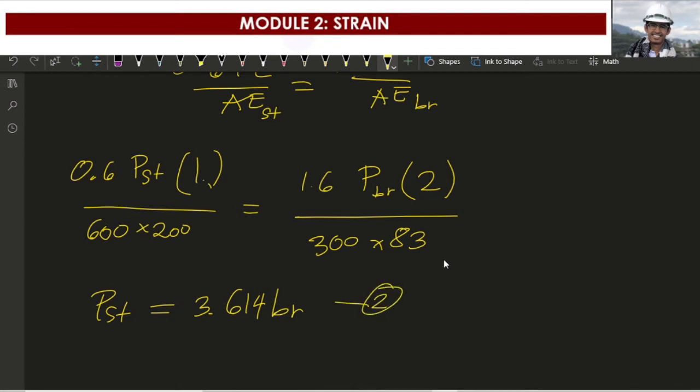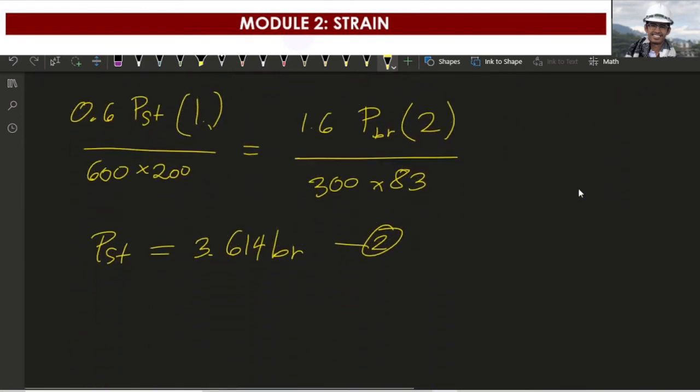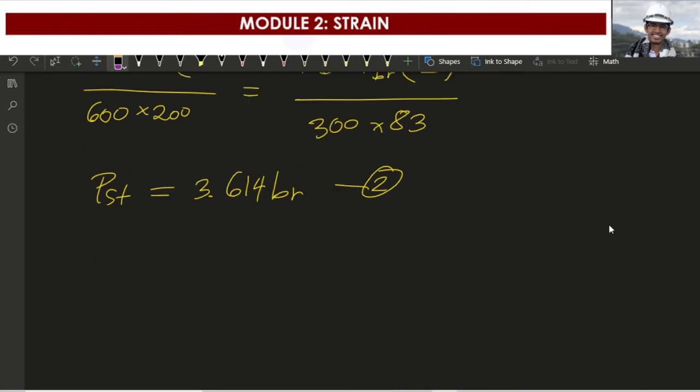So kapag sinubstitute natin yung value ng P steel doon sa first equation natin dito sa moment, okay, so that will give us yung magiging force ng ating steel will be equal to 115.08 times 10 raised to 3 Newton. So kapag sinubstitute na natin yung force ng steel dito, so that will give us force ng bronze will be equal to 31.84 times 10 raised to 3 Newton.